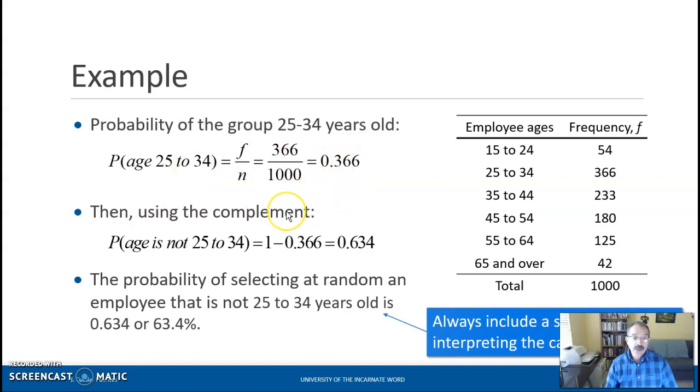Now we use the complement rule because you want the probability of finding an employee that is not in this age group. You use the complement, so do 1 minus 0.366 and you get 0.634. You will have found the same number using the intuitive approach that I pointed out a minute ago.